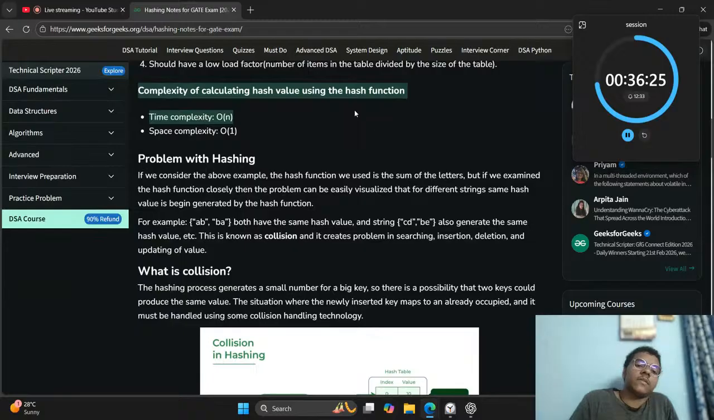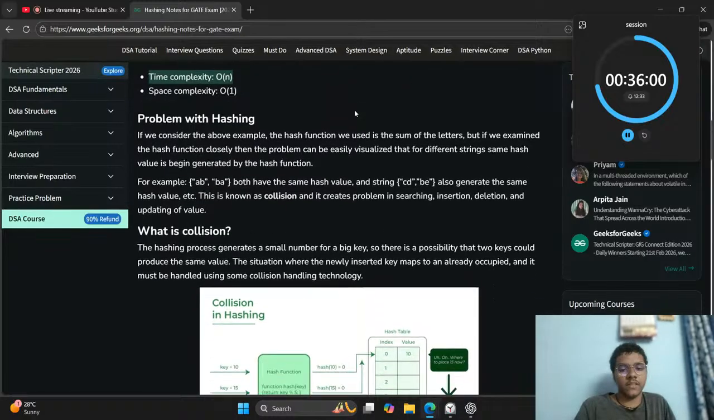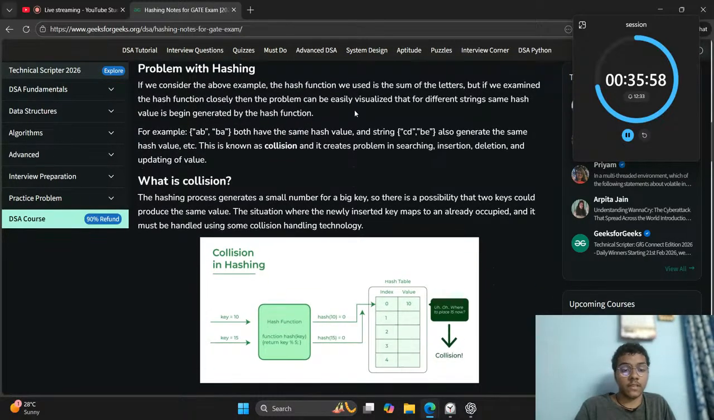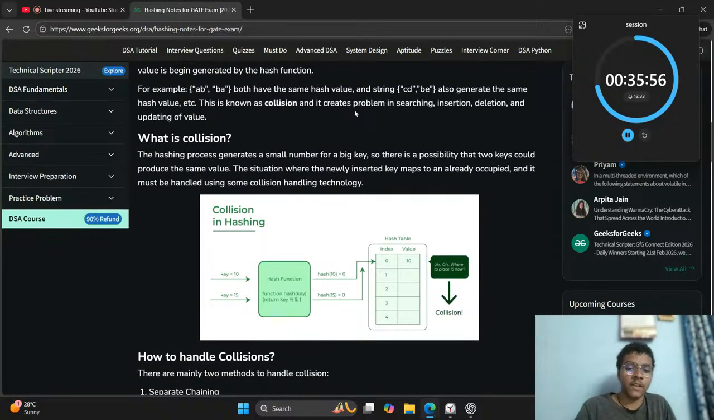If we consider the above example, the hash function we used is the sum of the letters, but if we examine the hash function closely, then the problem can be easily visualized that for different strings, the same hash value is being generated by the hash function. For example, a, b and b, a both have the same hash value, and the strings c, d and d, c also generate the same hash value, etc. This is known as a collision, and it creates problems in searching, insertion, deletion, and updating a value. What is collision?